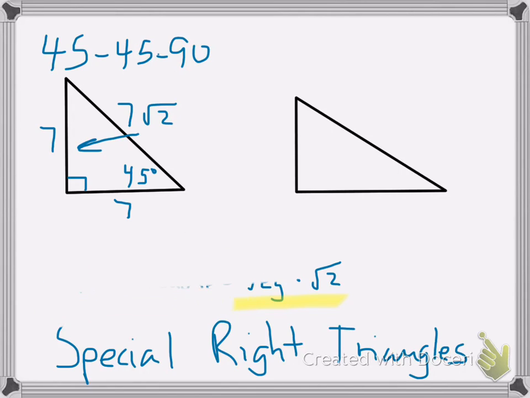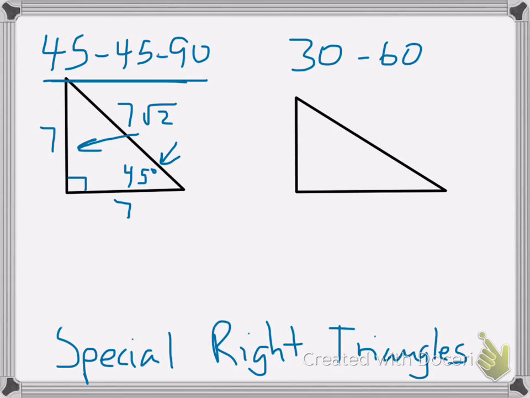And again, in your problems, you won't usually be given both of the angles, you'll be given one angle or the other. Okay, so if you see a 45-degree angle, then you have to start thinking about the special cases and the special relationships between those sides. Now, the other special right triangle is the 30, 60, 90.